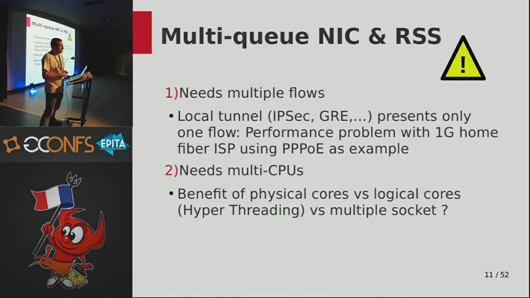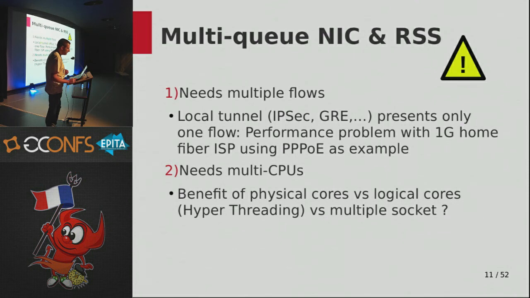As an example, in France, I know lots of people using PC Engines APU with pfSense on their home fiber, but the ISP, which is Orange, forced them to use PPPoE. And once they did that, they no longer have multiple flows. They're just using one core, and the performance takes a very big impact. This is a very important step you need to understand.